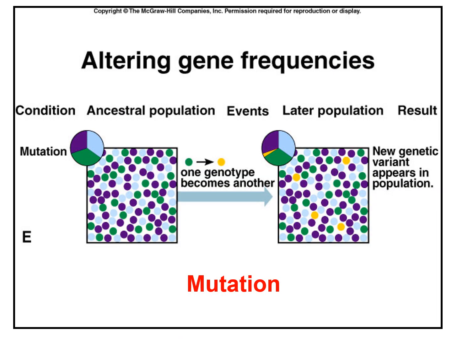So here's just a picture showing this. Here's our original population, and we've got maybe some green, purple, and blue alleles in our population. But then there's a mutation, and now we've got a yellow allele. And you can see that over time, this yellow allele gets passed on to some of the offspring, and now we've got more genetic variation in the population. So you can see how mutations can cause the population to evolve.